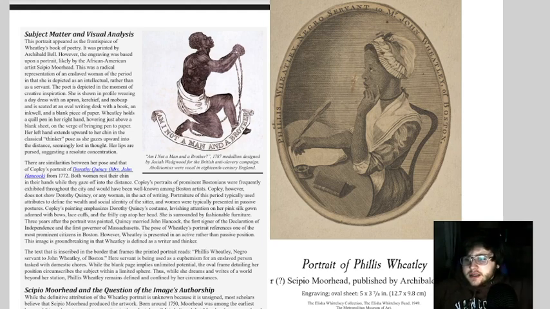Here, servant is being used as a euphemism for an enslaved person tasked with domestic chores, while the blank page implies unlimited potential. The oval frame detailing her position circumscribes the subject within a limited sphere. Thus, while she dreams and writes of the world beyond her station, Phillis Wheatley remains defined and confined by her circumstances.